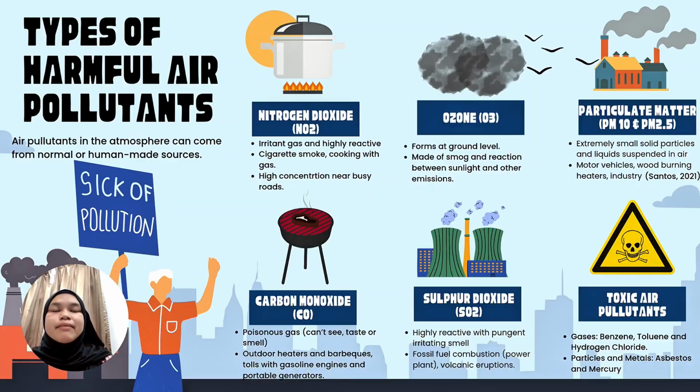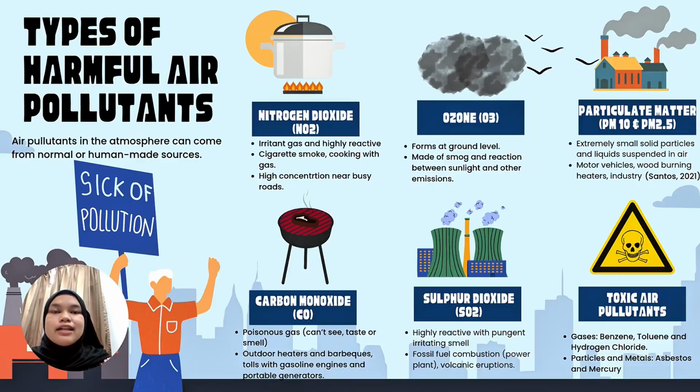Next is particulate matter, PM10 or PM2.5. It is extremely small solid particles and liquids suspended in air. For example, it comes from motor vehicles, wood burning heaters, and also from industry. Next is carbon monoxide, CO. It is a poisonous gas that we can't see, taste, or smell. It comes from outdoor heaters and barbecue stoves with gasoline engines.